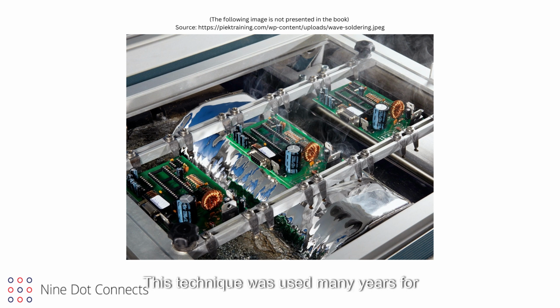This technique was used for many years for soldering the through-hole parts on the bottom side of the PCB. The PCB is passed over a bath of liquid, melted solder, in which the solder machine creates a standing wave in the flow of the solder bath. The peak of this wave of solder just touches the bottom side of the PCB, thus soldering all the exposed pins to the PCB at the same time.